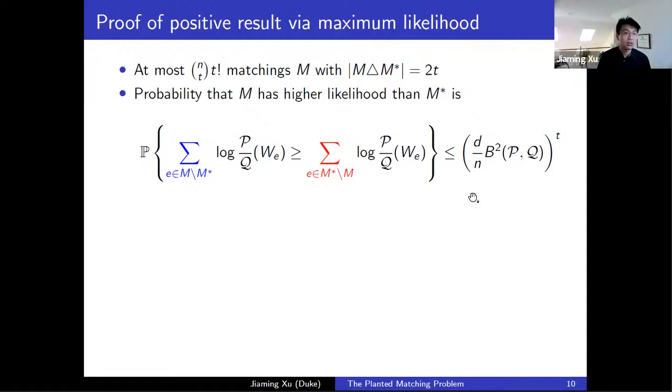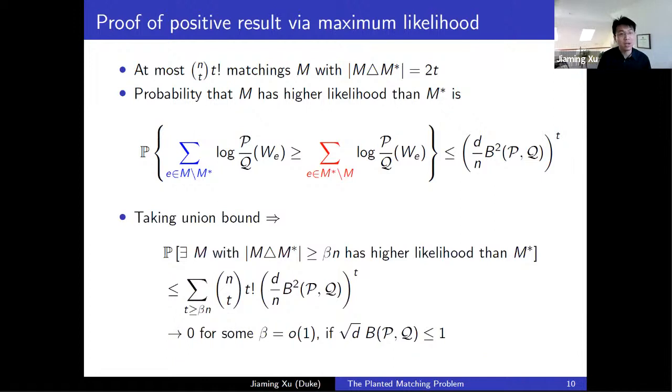Okay, now with these two steps, I can just take a union bound by summing over all the matchings and also summing over all the distances t that are bigger or equal than some beta times n. And you can quickly realize that the crucial term here is actually d times the Bhattacharyya coefficient squared. So remember, our sharp threshold is square root of d times the Bhattacharyya coefficient less or equal than 1. Then you can quickly realize the term here will go to 0, as long as beta is properly chosen as some vanishing term.